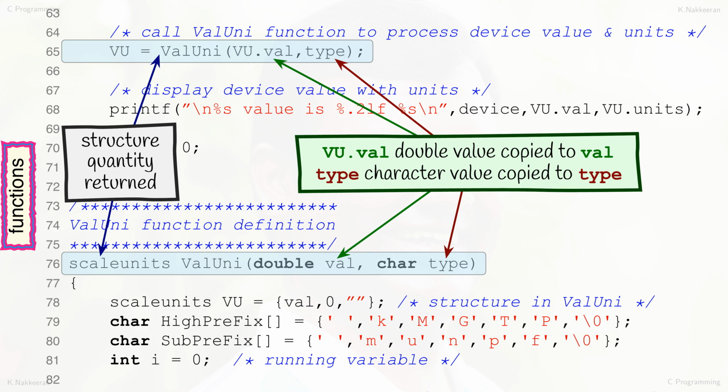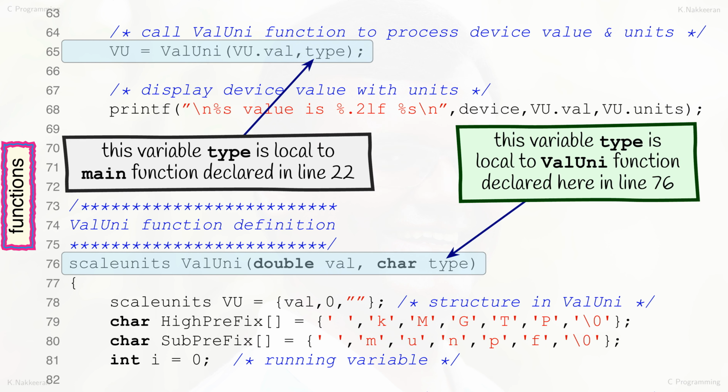Thus, the structure returned by the valUni function will be assigned to the left hand side structure VU. Note that within every function, required quantities are locally declared within the respective function. Any quantity declared within a function is available only to that function and has no connection to other functions in the same C program. For example, both in the main function and also in the valUni function, a character variable named type and a structure of type scale units named VU are locally declared. Even though the names are exactly the same, they are not at all connected.